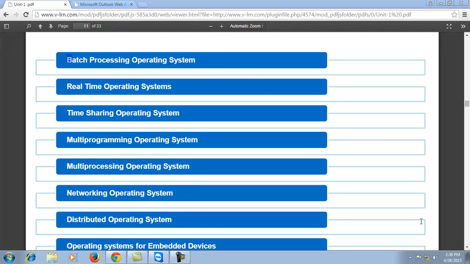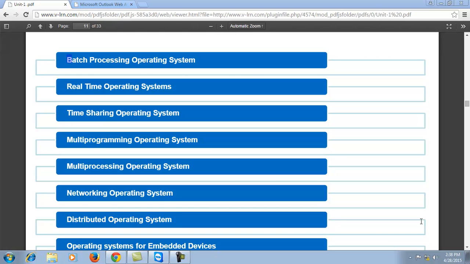In a multiprocessing system, a single user can have a number of tasks which are executed on a number of processors, but in a distributed operating system a number of users can access n number of computers and execute n number of tasks, but all are working independently. That is a distributed operating system.